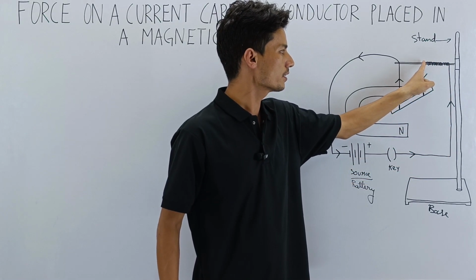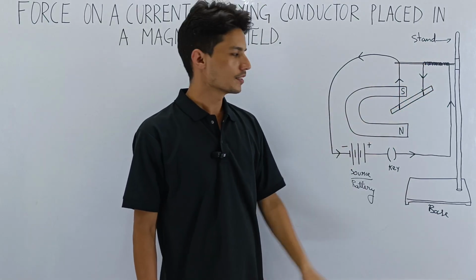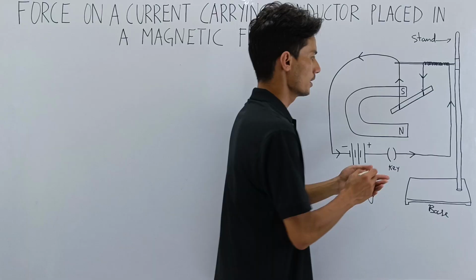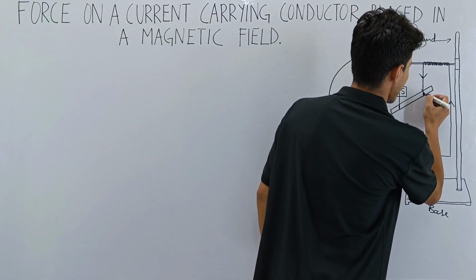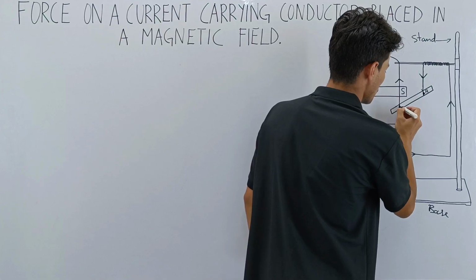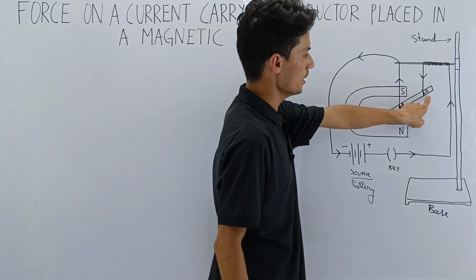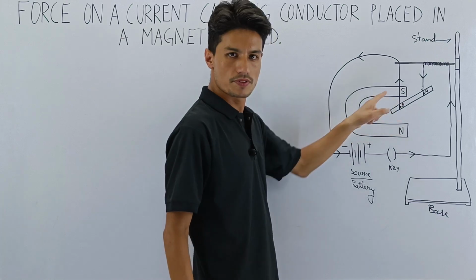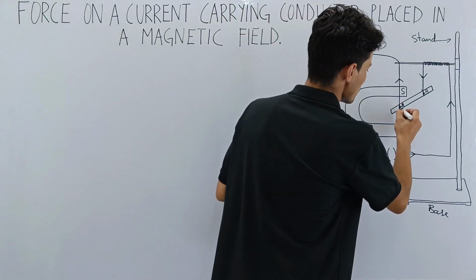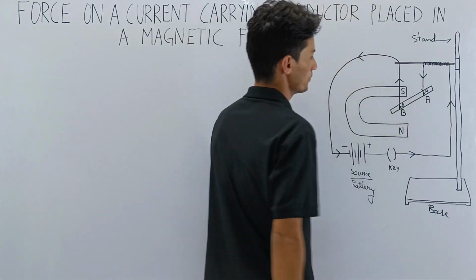It's twisted and bound here, and then it goes down. And this is the current carrying conductor. Let's say this is A. Let's call this point B. So this is A, this is B. I hope it's visible. Let's make it bigger.